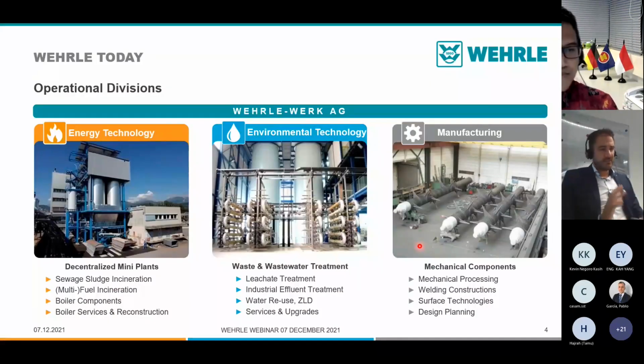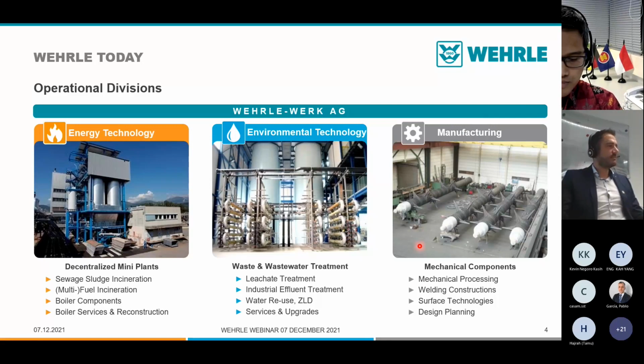WEHRLE is divided into 3 sections. We have the energy technology section, which is dealing with boilers, and for waste incineration, for example. So they are specialized really in the thermal processes. Also, they are doing burning of excess sludge with phosphorus recovery, which is even more important since phosphorus is running lower and lower in the world.